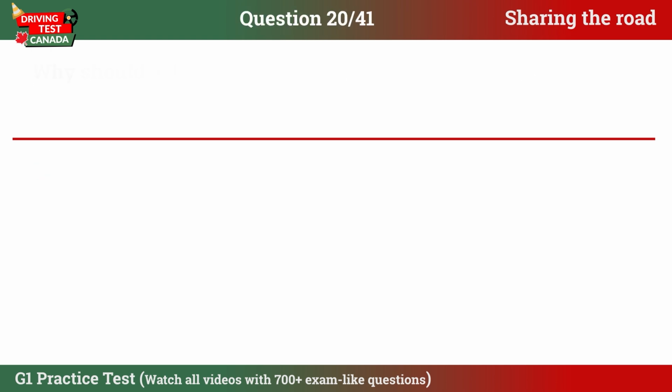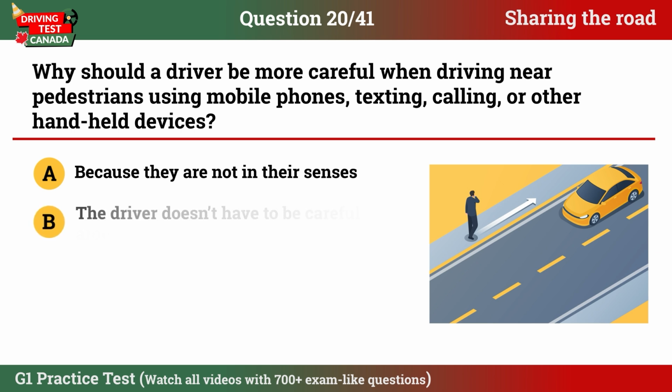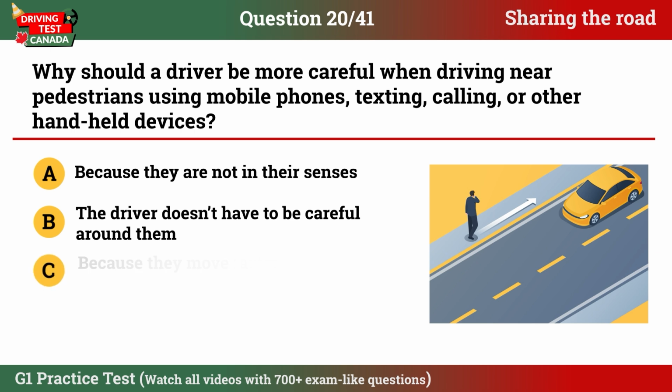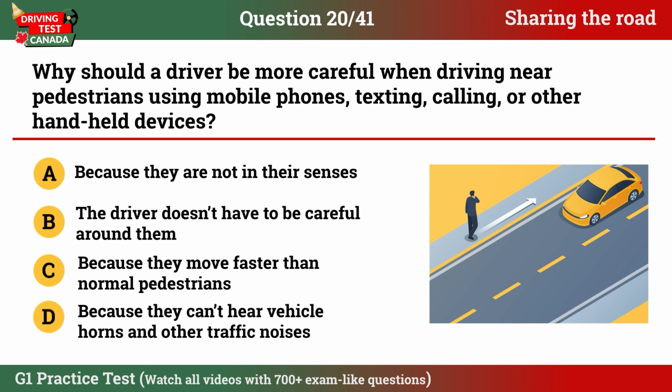Question 20. Why should a driver be more careful when driving near pedestrians using mobile phones, texting, calling, or other handheld devices? A. Because they are not in their senses. B. The driver doesn't have to be careful around them. C. Because they move faster than normal pedestrians. D. Because they can't hear vehicle horns and other traffic noises.